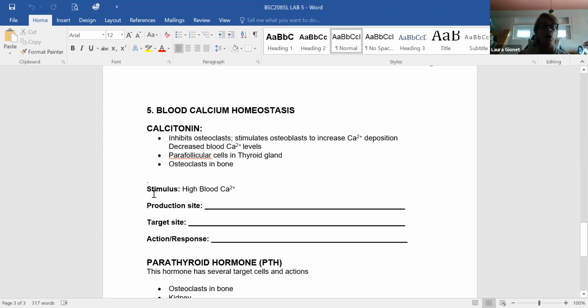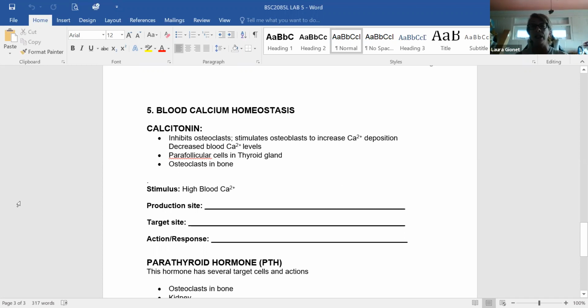All right, so let's start with the stimulus. The stimulus is high blood calcium levels, or higher than normal blood calcium levels. Right? So the calcium levels are going higher than normal in blood. What are we going to do? So what is the production site of calcitonin? It would be the phrase here in the center, the parafollicular cells in thyroid gland. So you're going to take that and write that into the production site.